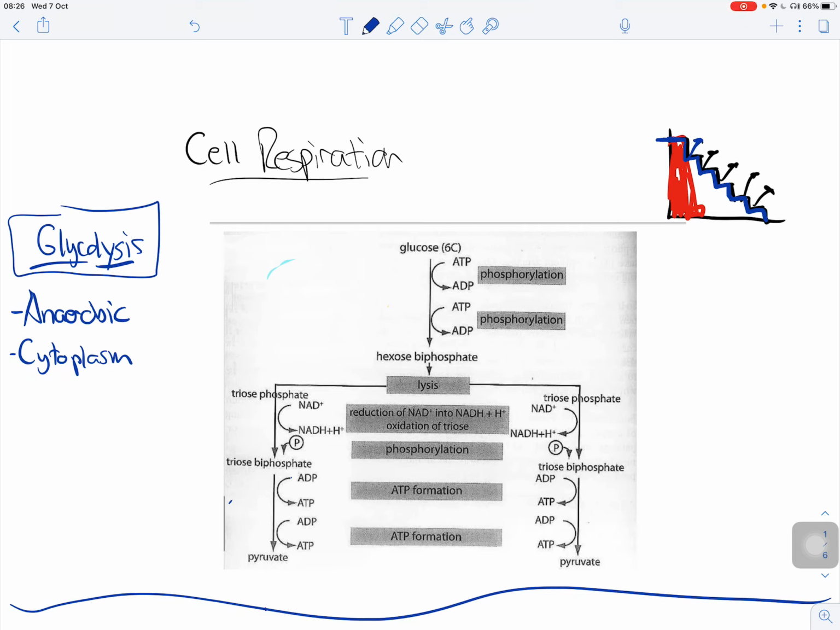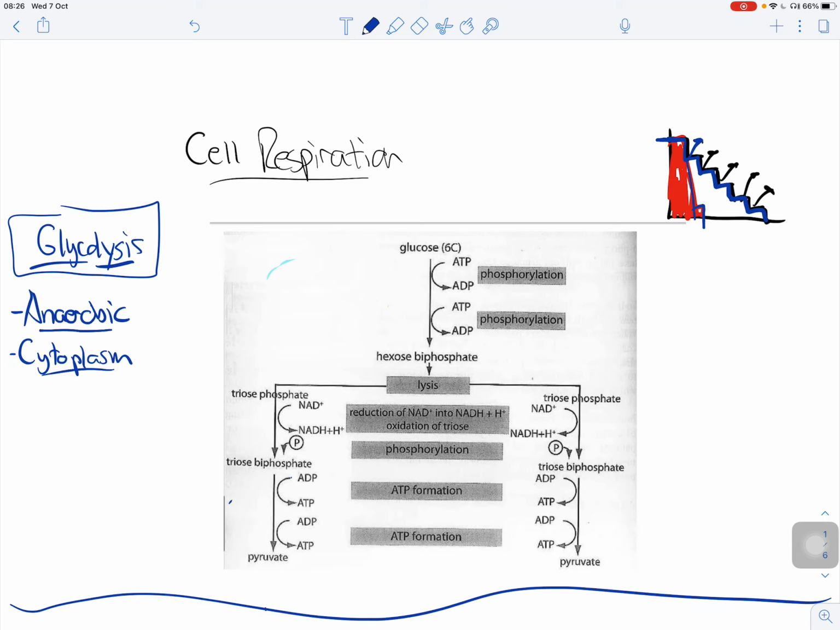right? This is different from, say, the red line here, which is really just if you burned it all, you very quickly use up all the energy. So that's what we're trying to avoid with cell respiration, is just a gradual pulling out of the energy. So the first stage is glycolysis. Now this is anaerobic, and it occurs in the cytoplasm.